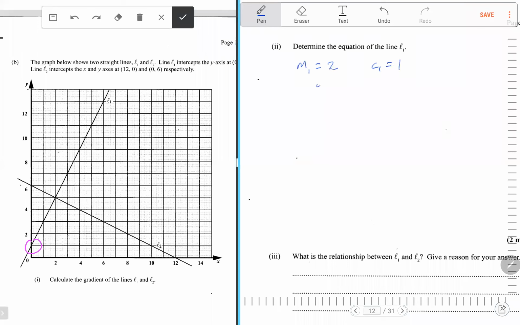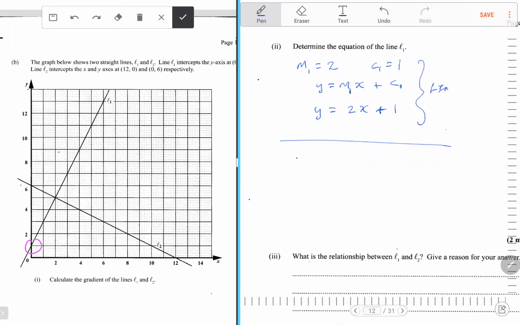The equation is simply y equals mx plus c. Since it's line 1, we're using the line 1 gradient and the line 1 y-axis intercept. And so you don't need any calculation. Just y equals 2x plus 1. Done. y equals 2x plus 1. Alright, if we were doing line 2, that is line 1. This is for line 1.